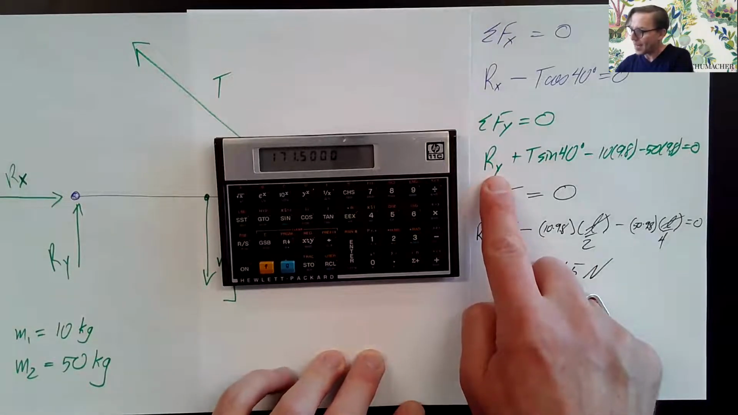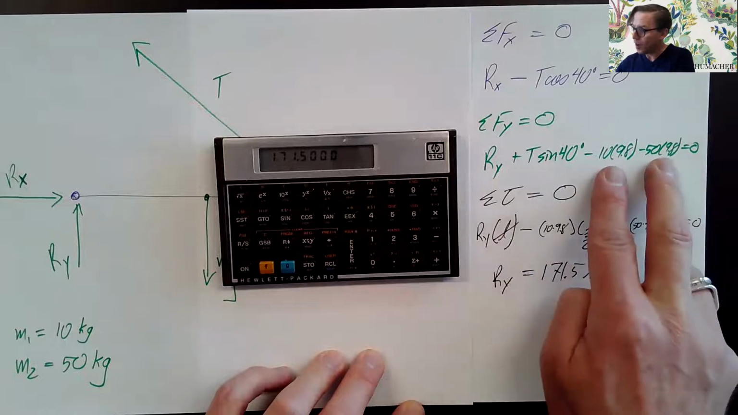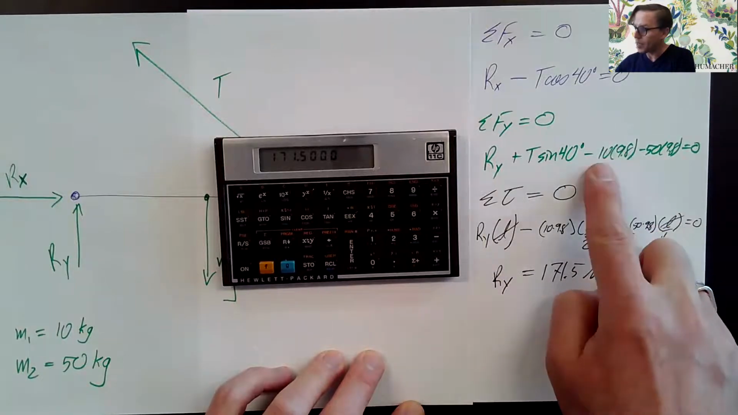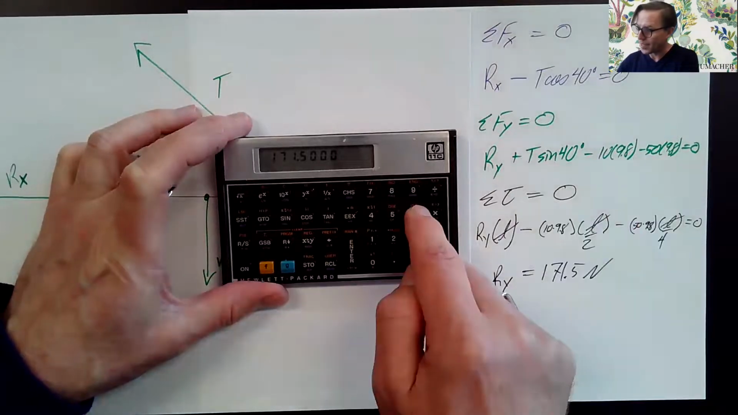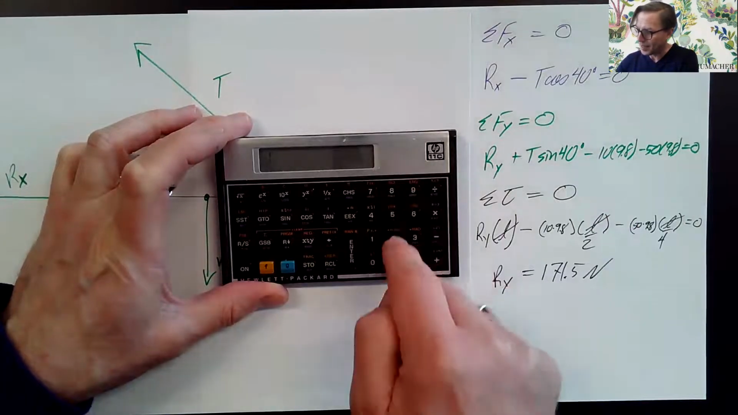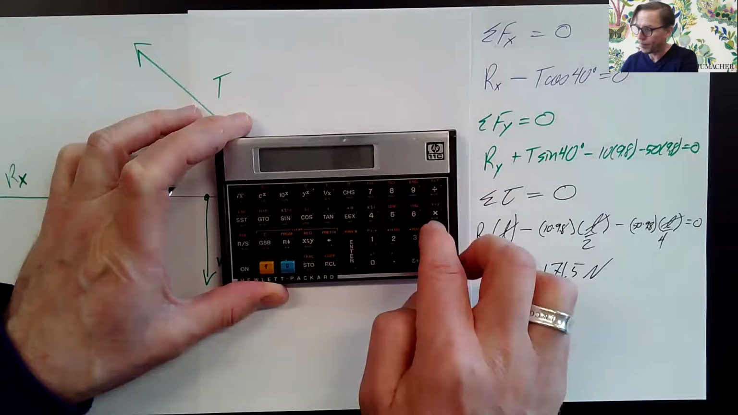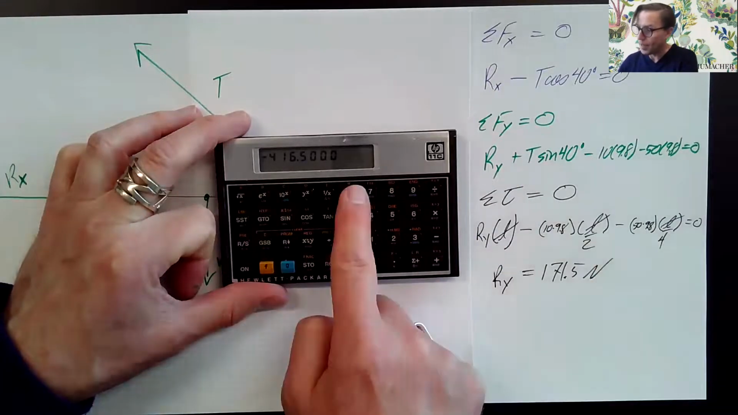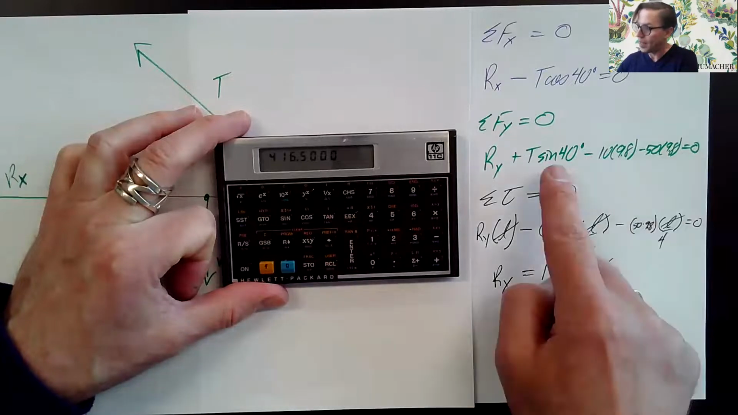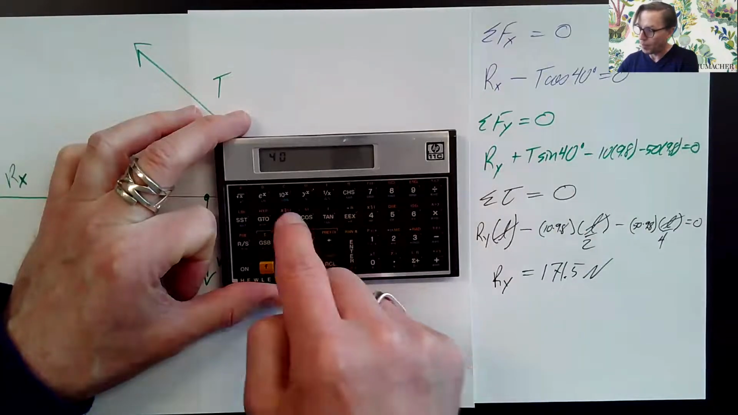So I can take that and subtract 10 times 9.8, and then subtract 50 times 9.8. In other words, I'm going to subtract 60 times 9.8. And that gives me a negative number, but when I move it to the right, it becomes positive. And then I'm going to divide by sine 40.